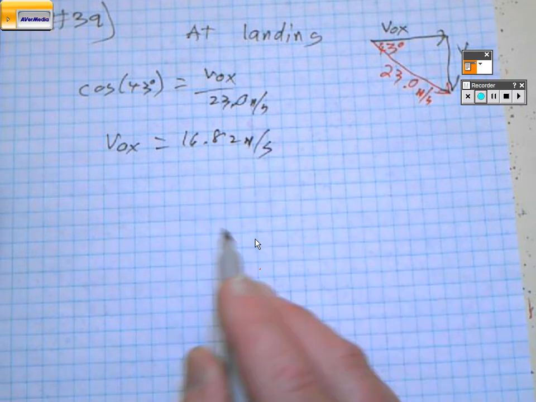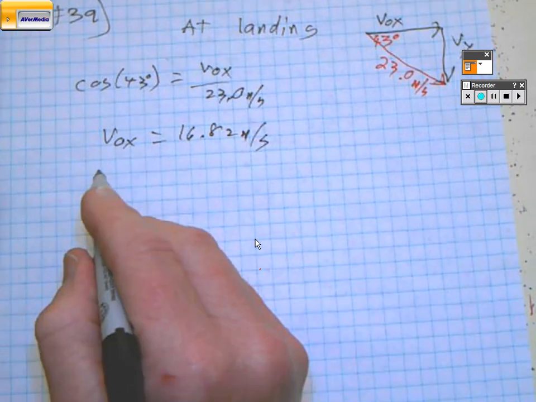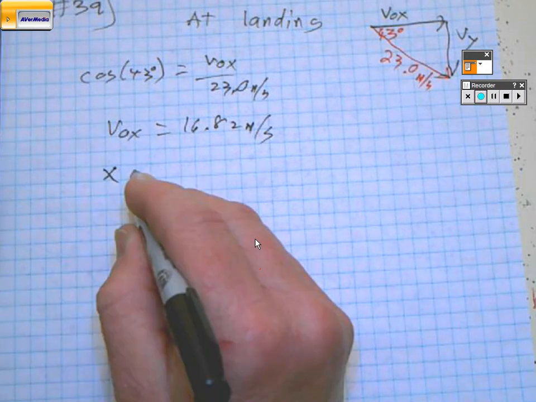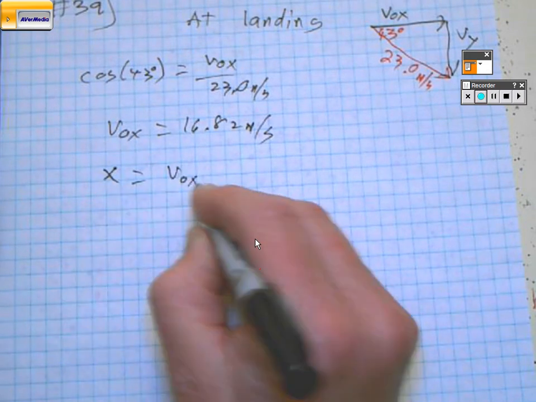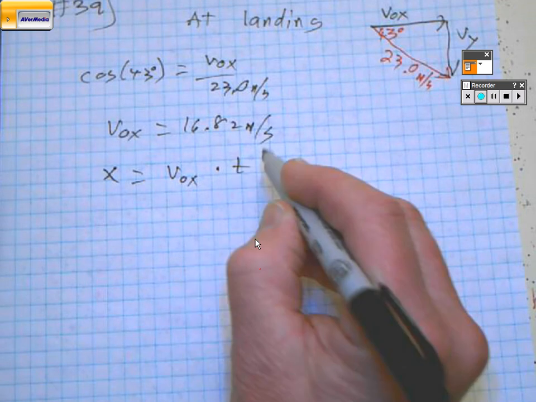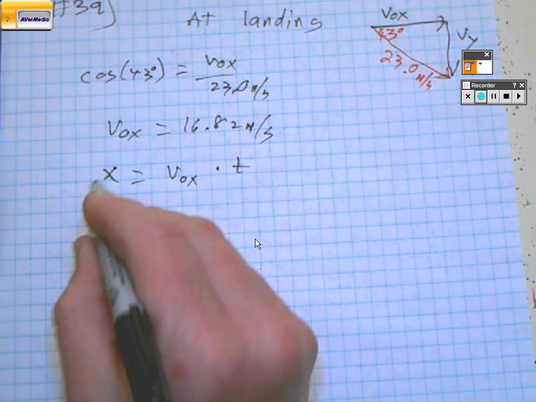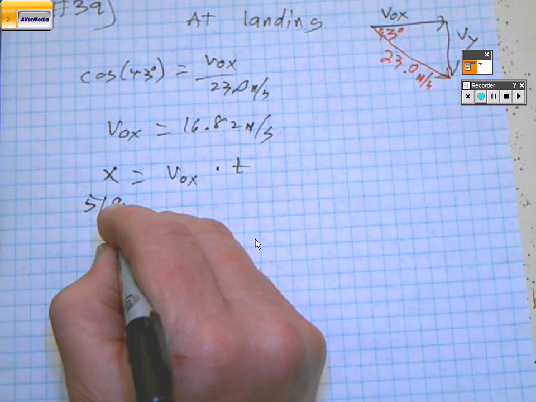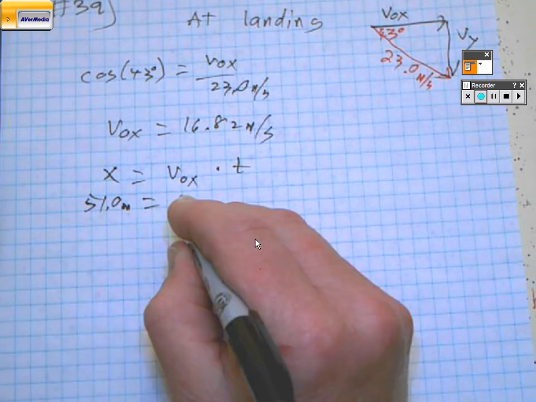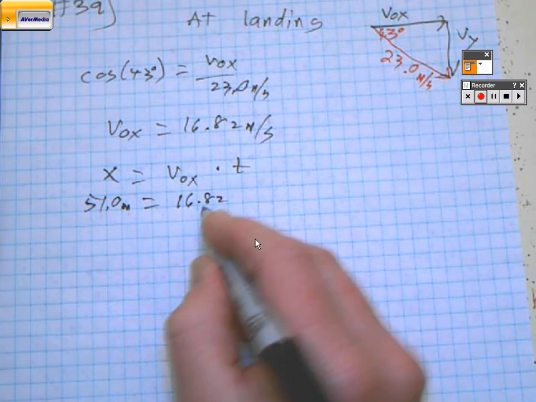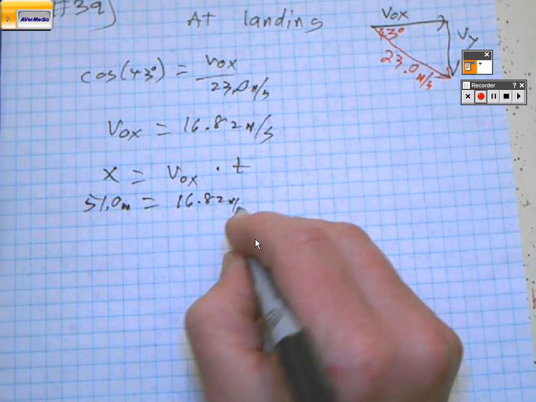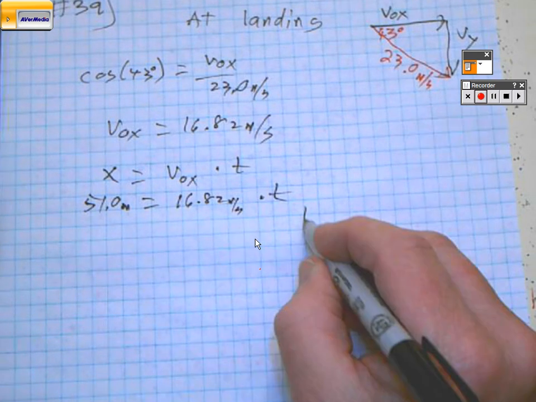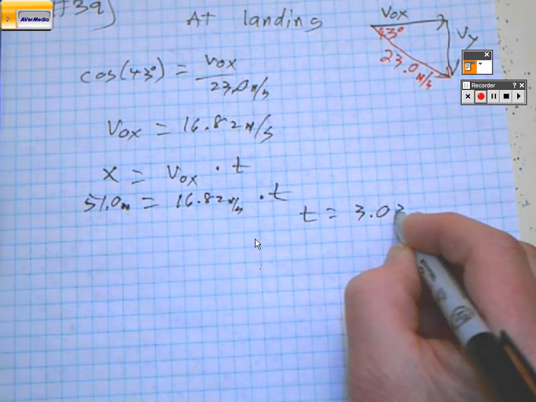Then you should use formulas from our formula sheet from what we learned. One of the formulas is that x, the distance horizontally, is v0x times t. Then you would even show your solving of putting numbers in here: 51.0 meters equals 16.82 from our previous circumstance, meters per second, times t. You'd even show the solving of this, and that you get t equals 3.03 seconds.